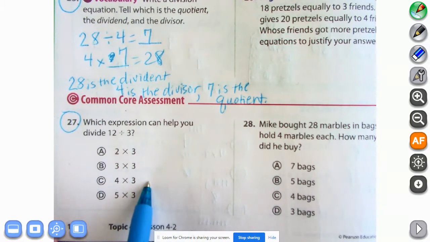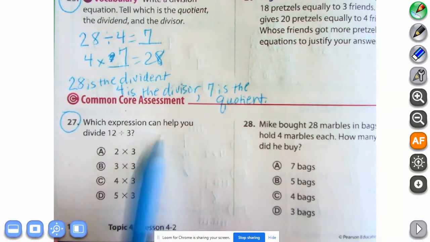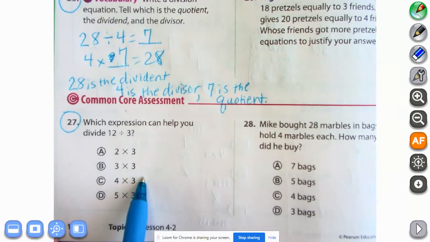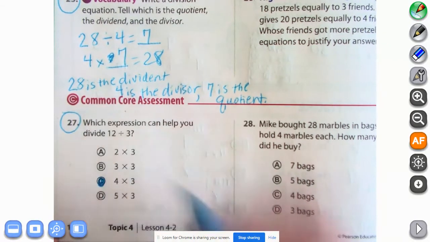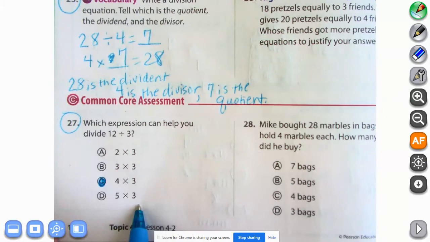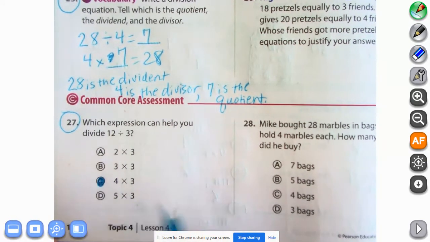4 times 3 is 12, and that's 12 divided by 3 equals something, or what times 3? 4 times 3. So C. And then D. 5 times 3 is 15, and that's not 12. So that's not going to work. So just C.